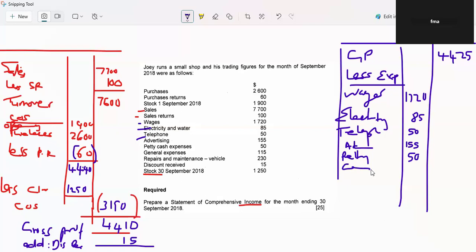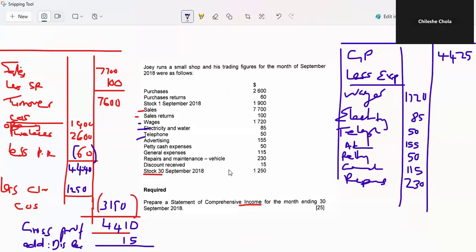Then we have general expenses, which are 115. Then we also have repairs and maintenance, which are 230. What else? That's all.